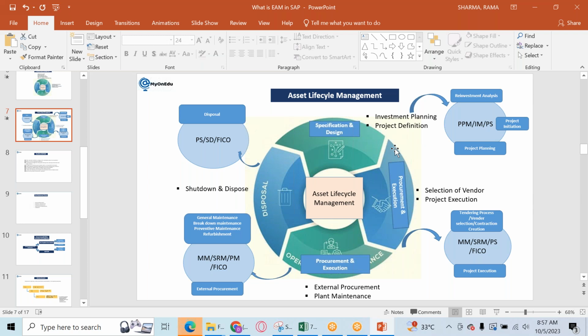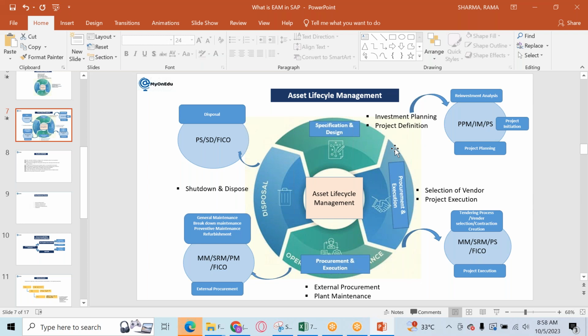Where plant maintenance is concerned, this is the plant maintenance model: general maintenance, breakdown maintenance, predictive or preventive maintenance, refurbishment. So you are directly focusing on the maintenance stuff. But when you talk about asset life cycle management, it starts from this point, ends here, and we are focusing on this particular part of the solution.